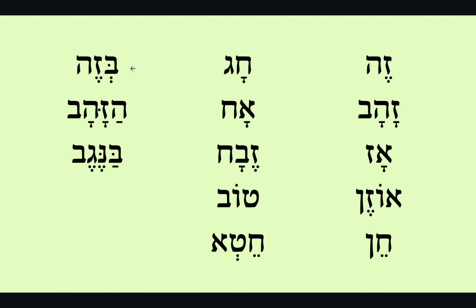Bezeh, with this or in this. Hazahav, the gold. Hazahav, keep that final stress. Ba negev, initial stress on the stem word. So even though this is a segolate noun, it's not banegev, it's ba negev. The stress stays right here, in the Negev or in the south.